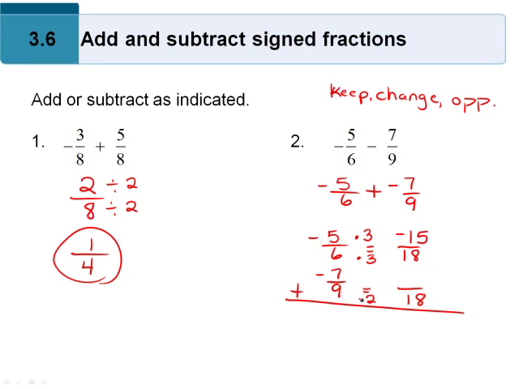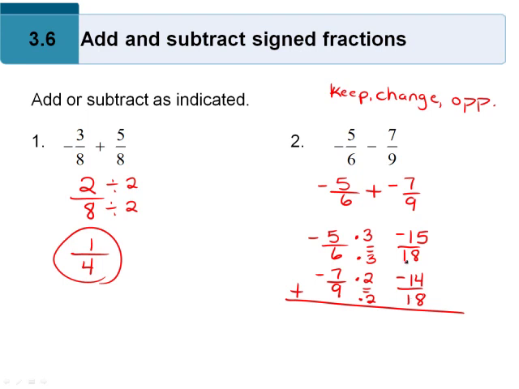So you will not necessarily be multiplying the two fractions by the same number. It's going to be different most of the time. And then do the numerator. Negative 7 times 2 is negative 14. Okay, so now we're looking at these two fractions, negative 15 over 18 and negative 14 over 18.